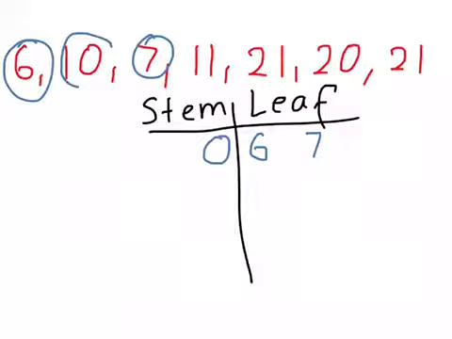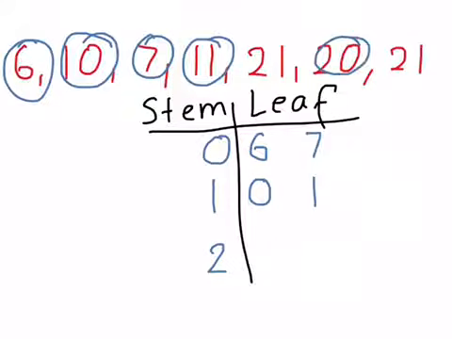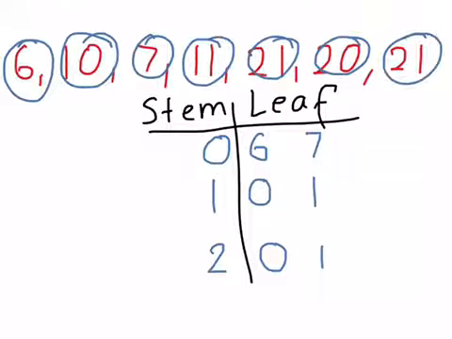The next one we have is 10, so the 1 goes in the stem column and the 0 goes into the leaf column. We then have 11, so the 1 goes straight underneath. 20 is next, so we put a 0 there. We've got 21 and we've got 21 again.